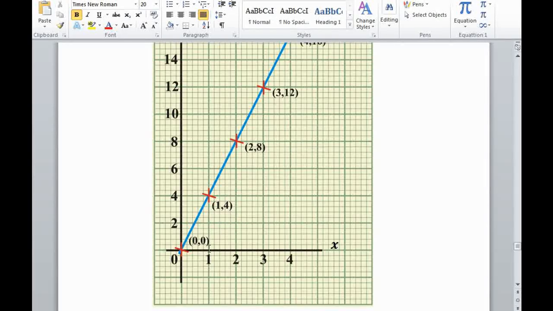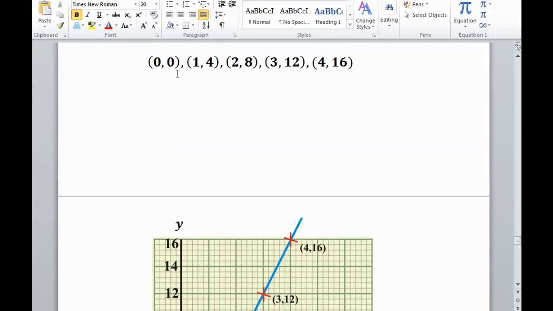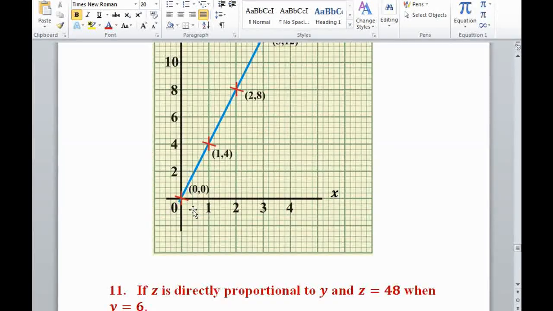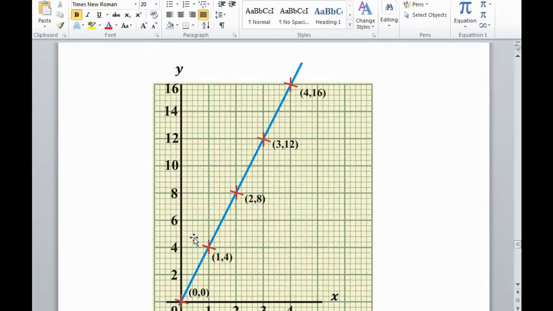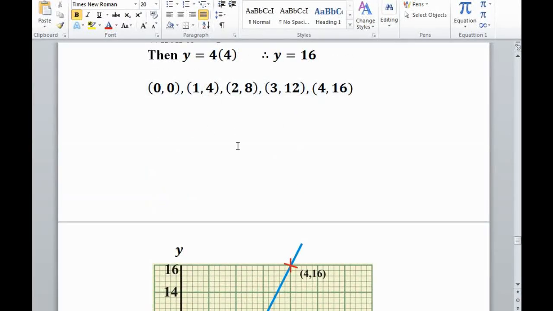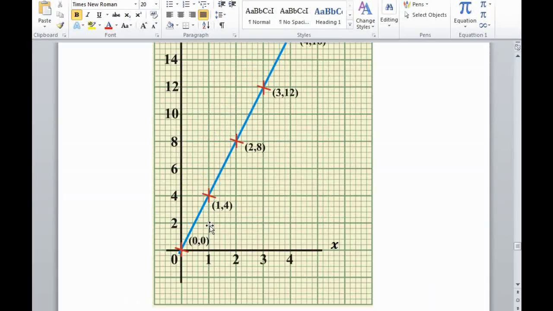So now, the first ordered pair is 0, 0: x coordinate 0, y coordinate 0, so here we have the point of intersection. And the second ordered pair is x coordinate 1, y coordinate 4. So here is the x coordinate 1 and here we have the y coordinate 4. These 2 points intersect each other at this point, so this is the second ordered pair, 1 and 4.